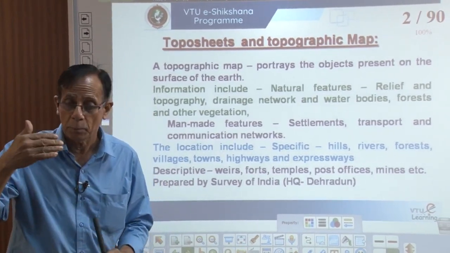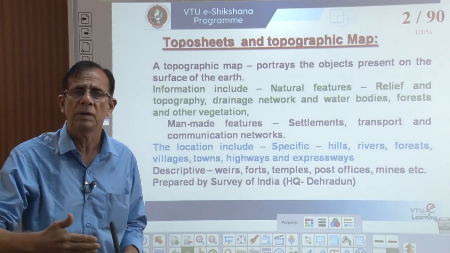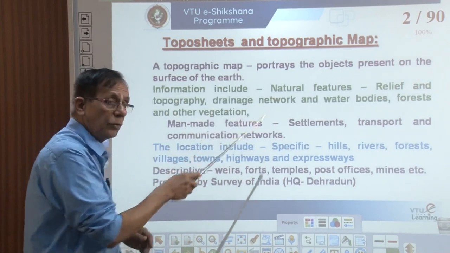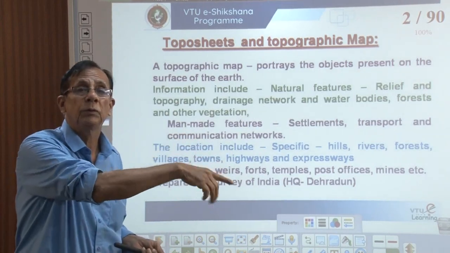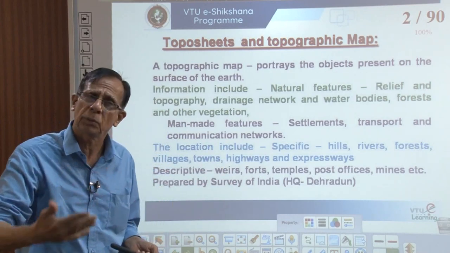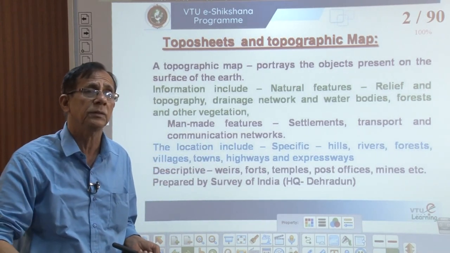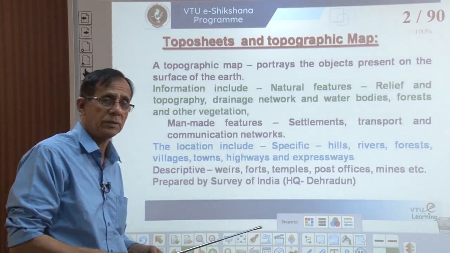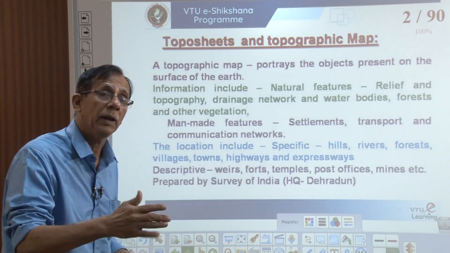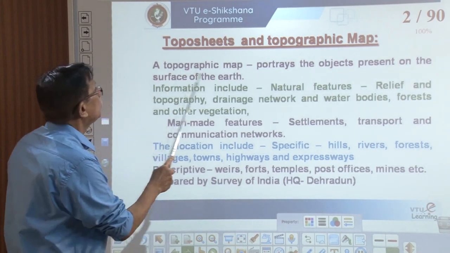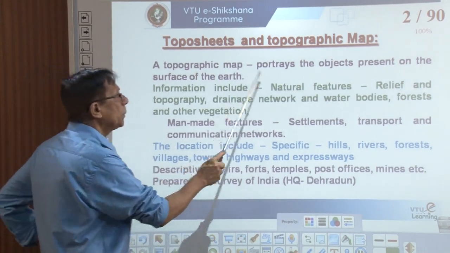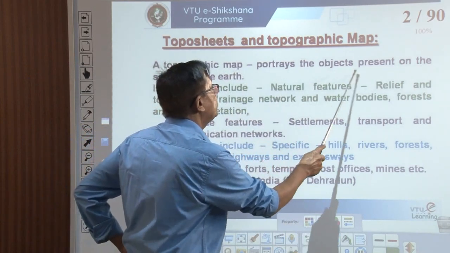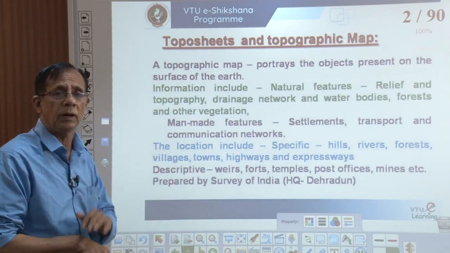That is my preliminary first step of investigation and of making use of the geo tools we just mentioned, whether photogrammetry or remote sensing satellite applications. We need to have a topographic map for various purposes. We will discuss how, where exactly, etc. Now, what is a topo sheet? It is a map. This map portrays the objects present on the surface of the earth.